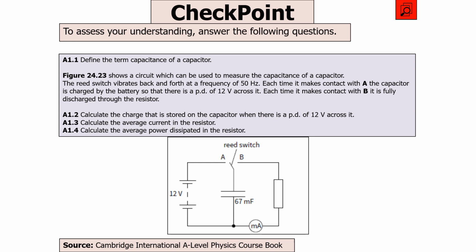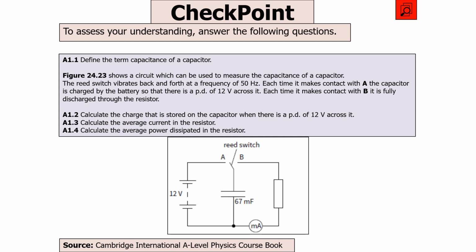Then figure 24.23 shows a circuit which can be used to measure the capacitance of a capacitor. The reed switch vibrates backwards and forwards at a frequency of 50 Hz. Each time it makes contact with A, the capacitor is charged by the battery so that there is a PD of 12 volts across it. Each time it makes contact with B, it is fully discharged through the resistor.